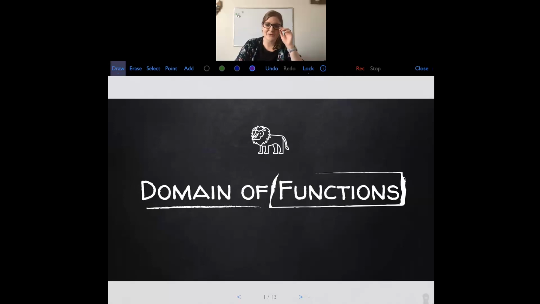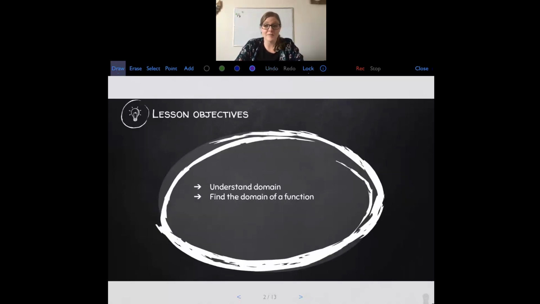In this lesson, we are going to talk about domain of functions. We previously talked about domain of a function given the graph of a function, and now we are going to talk about it given the formula for the function. My icon is a lion, and I'll explain that as we go through. Our objectives today are to understand domain and to be able to find the domain of a function.